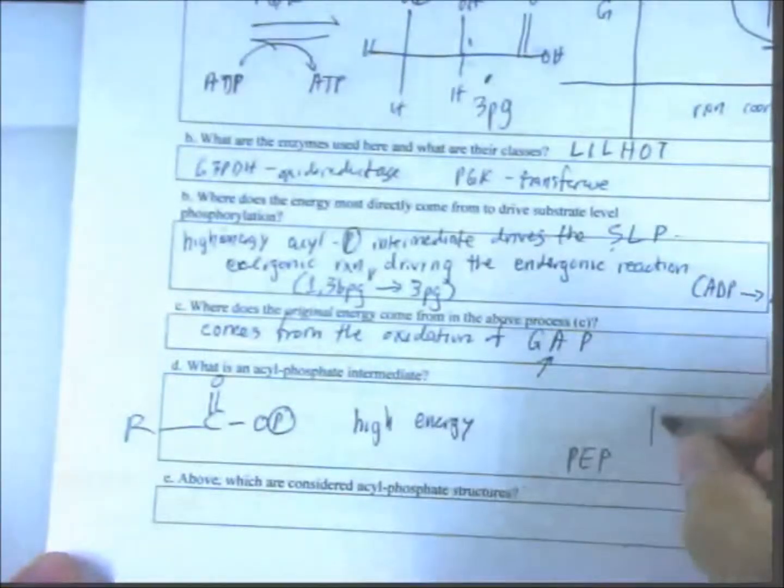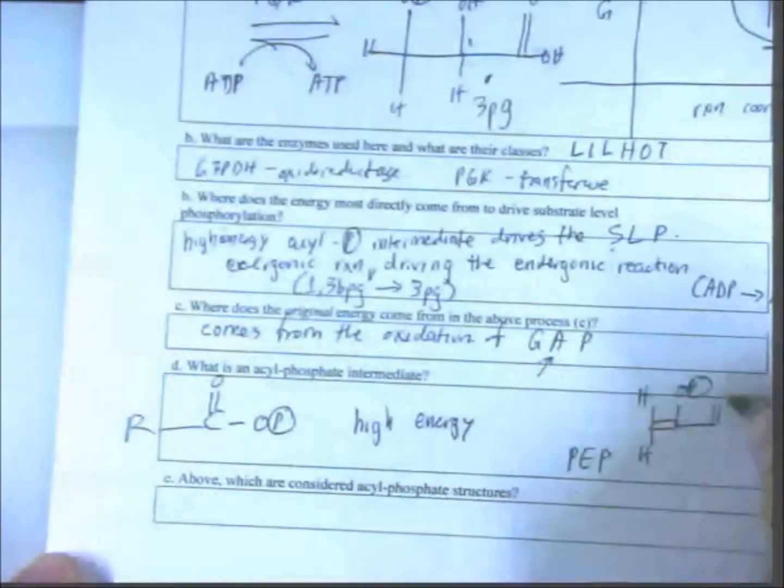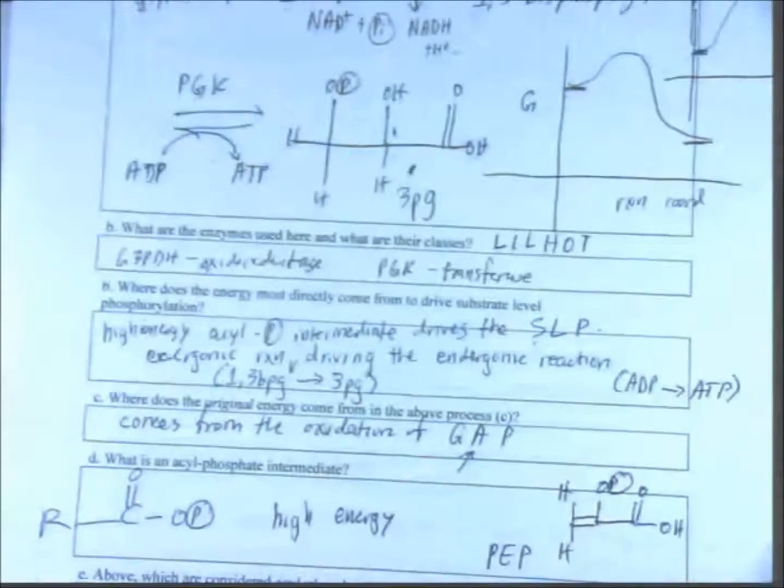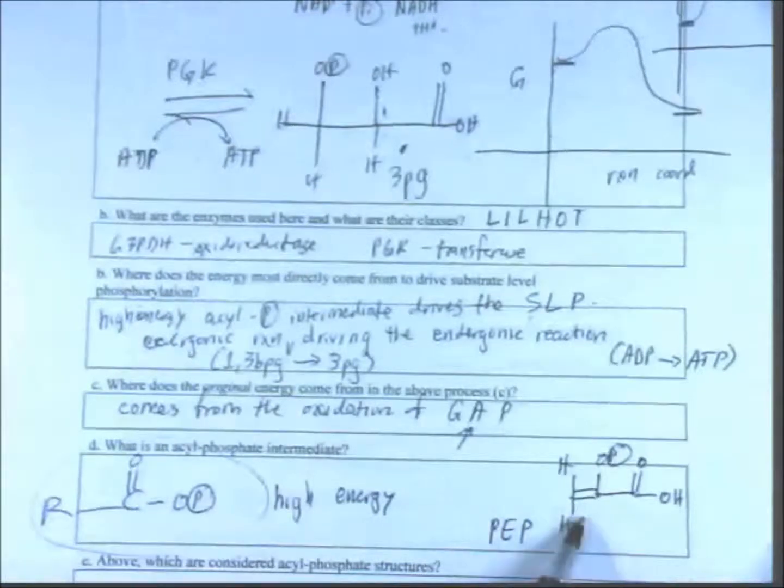Is that considered a high energy acyl phosphate? I'll draw it out right here. Okay, is that considered a high energy acyl phosphate? This is phosphoenolpyruvate. True or false? False. It is not. This is something that will trick people, all right? Because the phosphate needs to be directly attached to the acyl group. It's not an acyl phosphate unless there's a phosphate on the acyl, okay? So this is an acyl phosphate. What is this called then? High energy phosphate intermediate. You just don't have acyl in there, okay?